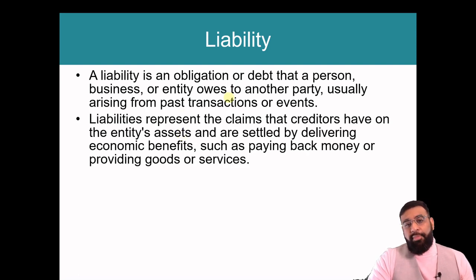A liability represents the claims that creditors have on the entity's assets and are settled by delivering economic benefits such as paying back money or providing goods or services. So now our supplier, in my example, essentially has a claim on our assets because eventually our cash is going to go out to them in payment of what we owe them.